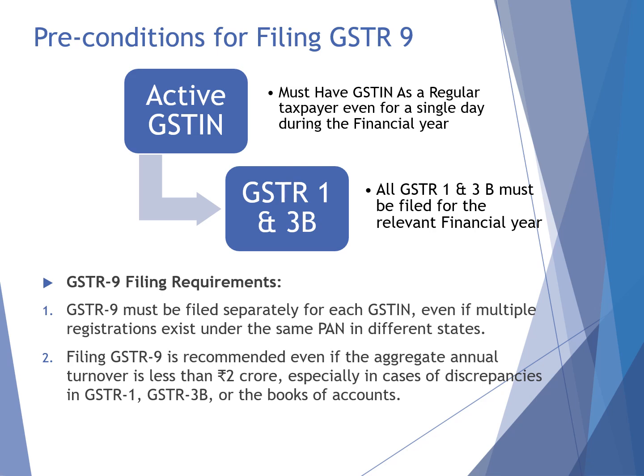Separate filing is required for multiple registrations under the same PAN. For example, if the person has four different GST registrations and his aggregate annual turnover exceeds rupees 2 crore, he is compulsorily required to file the GSTR 9, even if the turnover per GST registration is less than rupees 2 crore. If there is a difference in GSTR 1, GSTR 3B, and the books of account, I would recommend filing the GSTR 9 even if the aggregate annual turnover is less than rupees 2 crore.